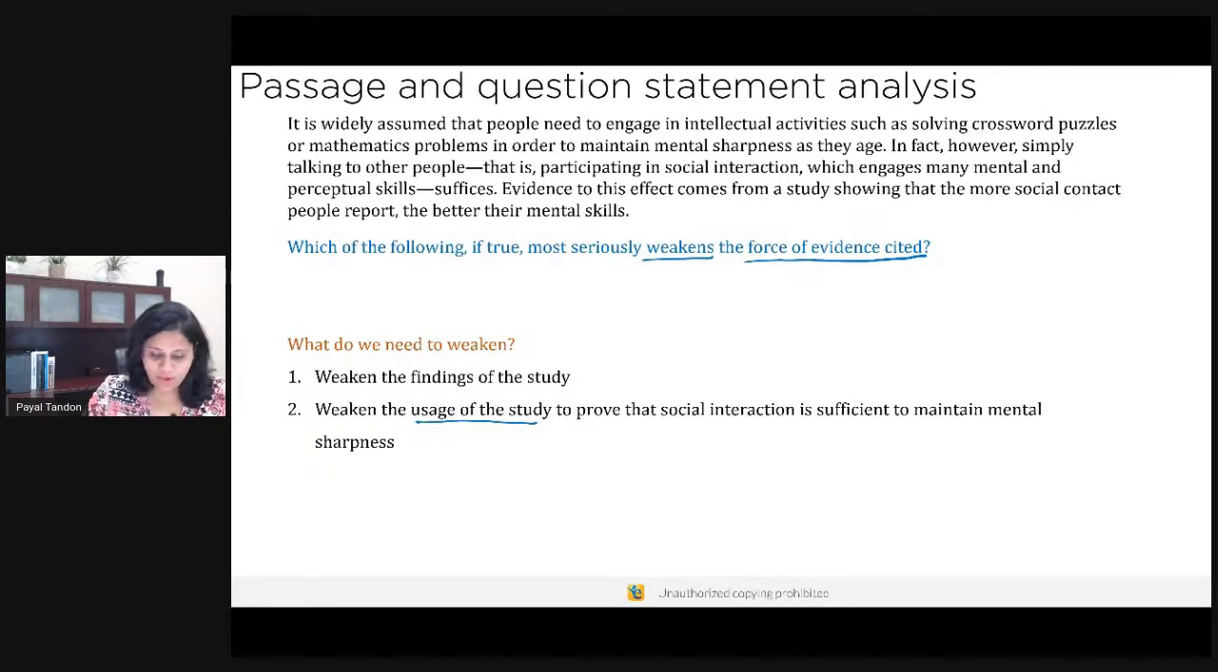Absolutely, we need to weaken point number 2 and not point number 1, and that's very important to understand. Before you even set out to create your framework, your pre-thinking framework, you need to know what it is that you need to get to, right? What is it that you're pre-thinking? You're not weakening the findings of the study. Findings of the study are given as is. You cannot weaken that, right? That's what the author states. That's a fact, right? But what you are weakening is the usage of the study to prove that social interaction is sufficient to maintain mental sharpness.